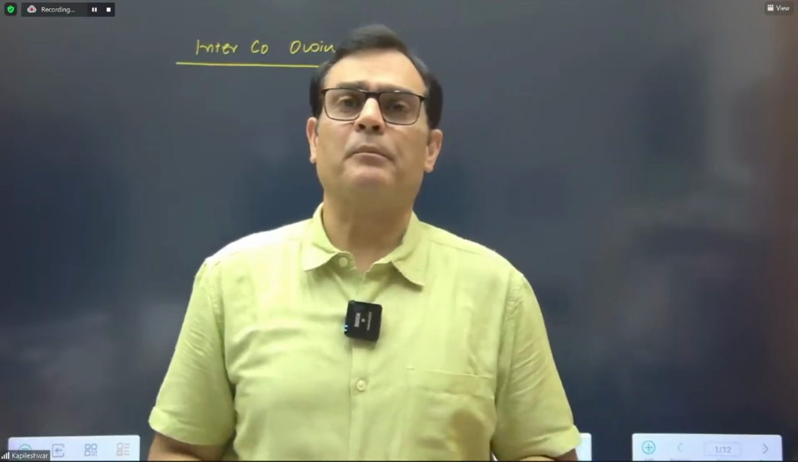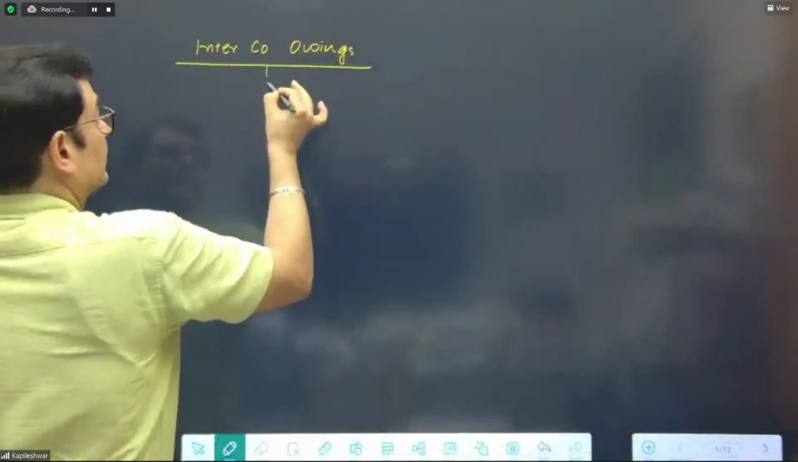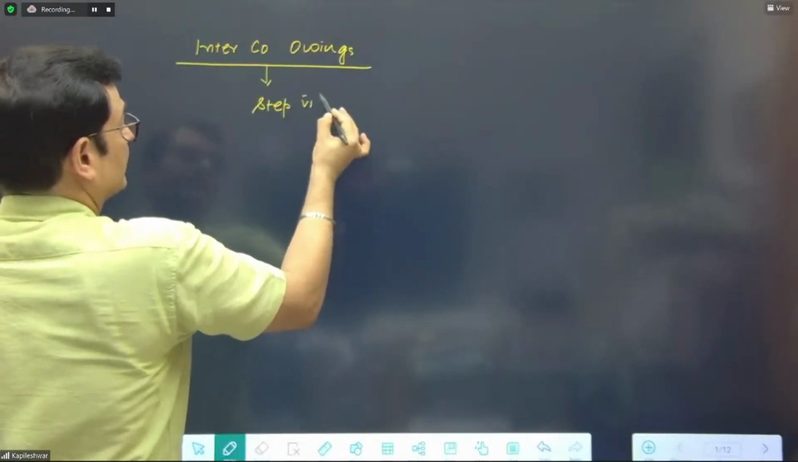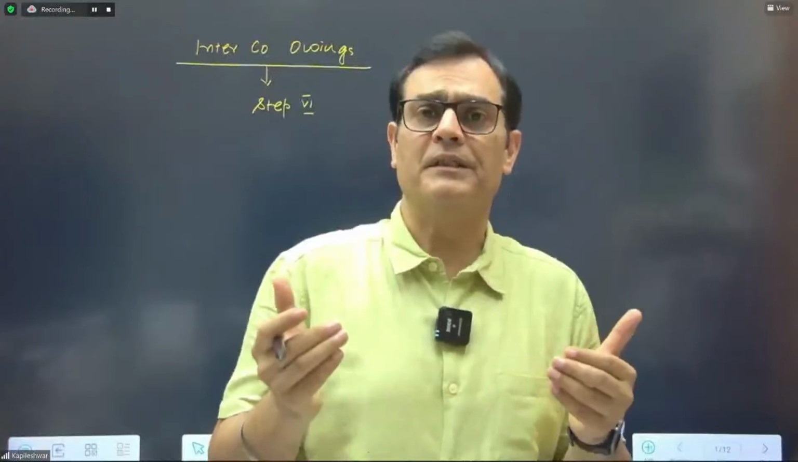If you're looking at step number 1, the analysis of equity, NCI, goodwill, or other equity in the balance sheet, there are no impacts. So you need to remember that intercompany owings is only going to impact step number 6, that is in the balance sheet. So let's take a very basic example to understand how the elimination will be done.